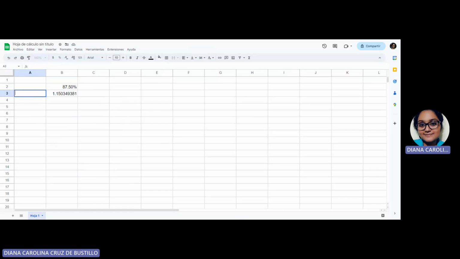That corresponds to a probability in a normal distribution of 87.5%. Let us see how you would find this in a normal distribution table. Let me just do a screenshot.